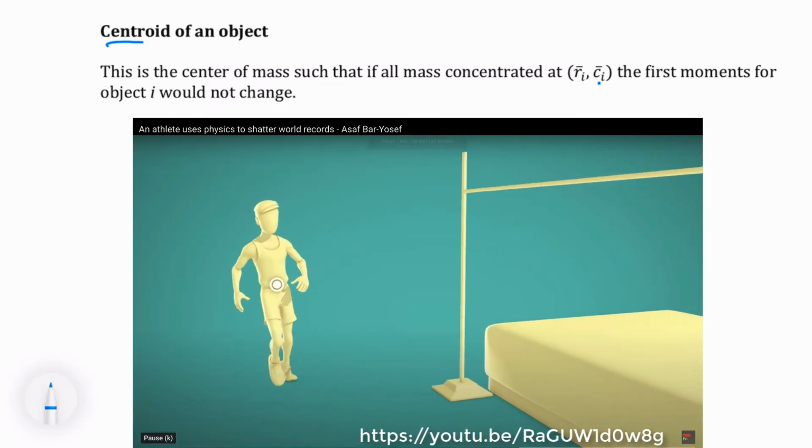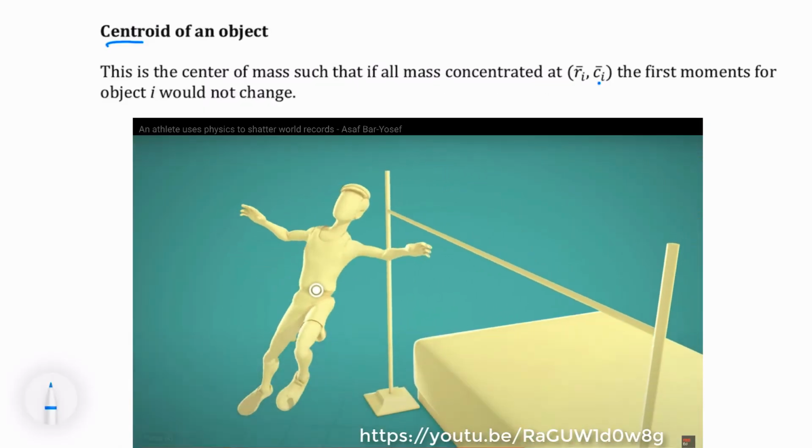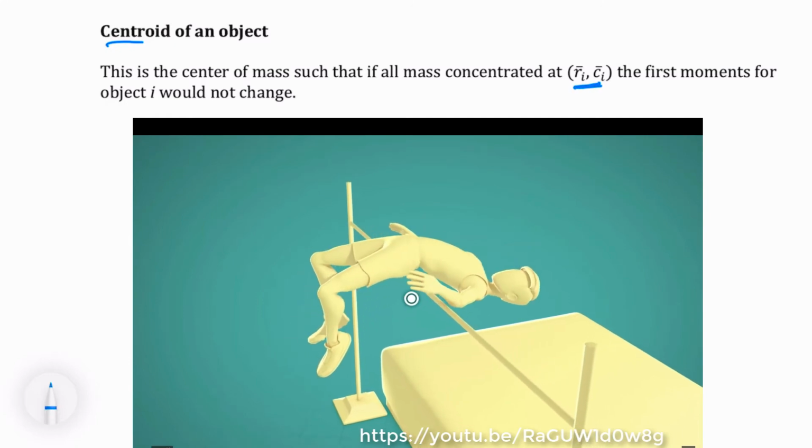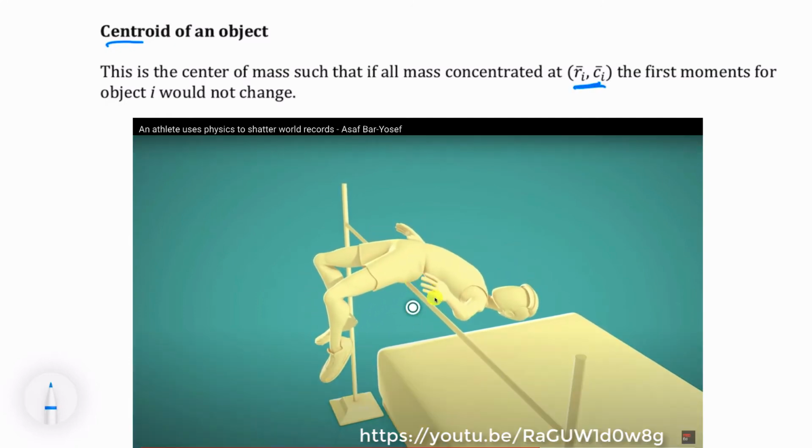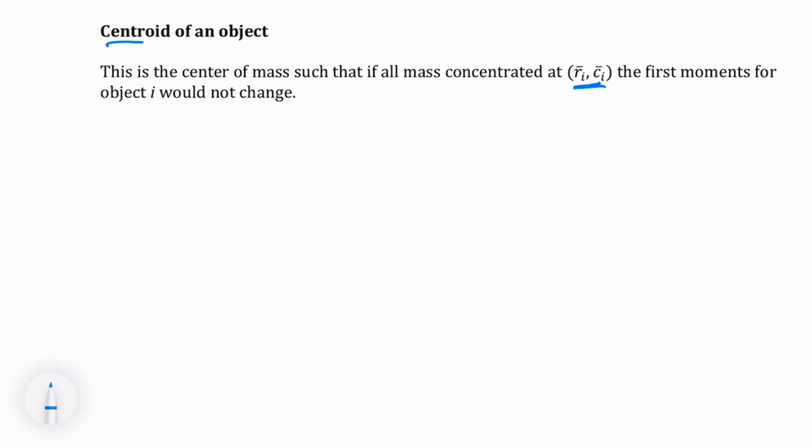And so those are my first order moments and my 0th order. The centroid is a center of mass such that if I put all the mass concentrated at this special location, R bar i, C bar i, then the first moments for the object i would not change. And so if I write that mathematically, then I'm going to take the summation over RC, and I'm going to multiply that by this special value, R bar i, my indicator function for object i over RC. Well, that is going to be equivalent to my summation over RC of R times just my indicator function, I i of RC.